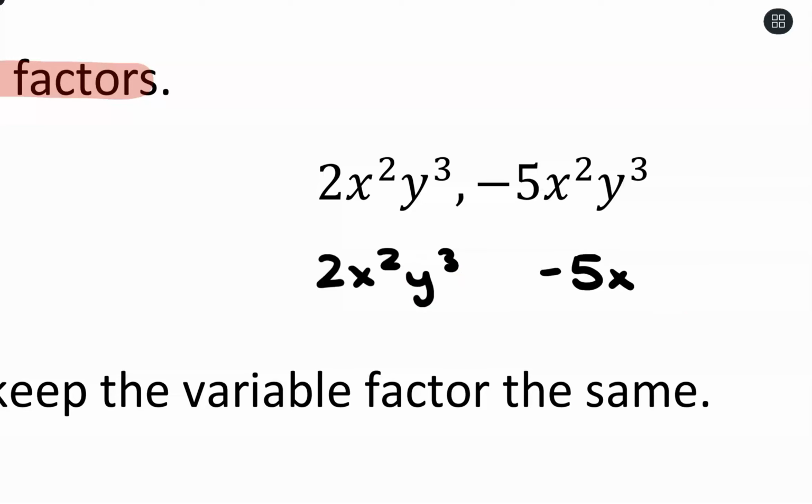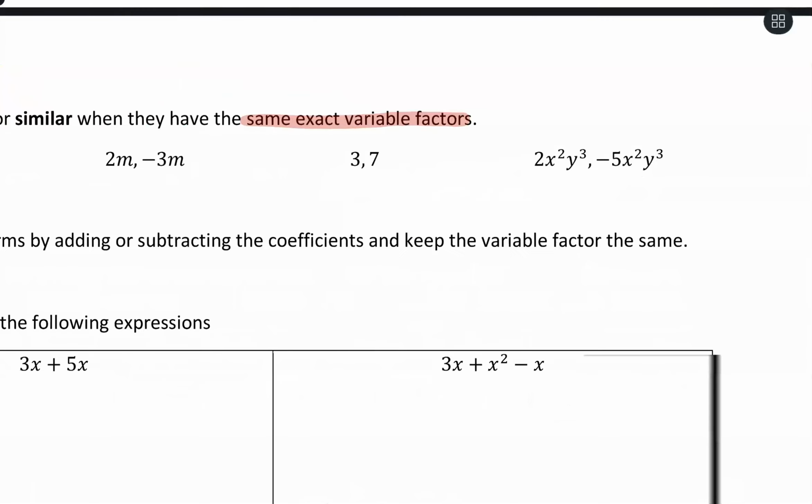Let's say they both had x and y, but x was cubed and y was squared. Those are also not similar, not like, because the exponents aren't matching up. Those would both need to be 2's, those would both need to be 3's. So that's the way they could differ, but when they differ, they're not like. So what we need is this kind of perfect matching up of the two.